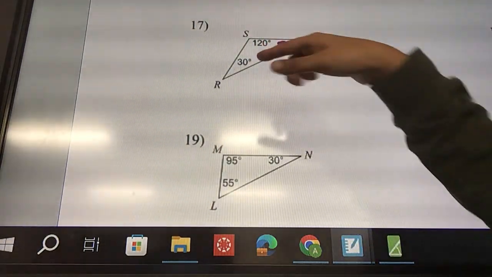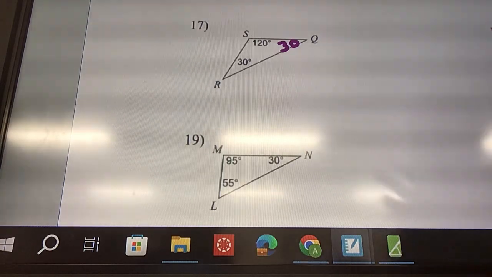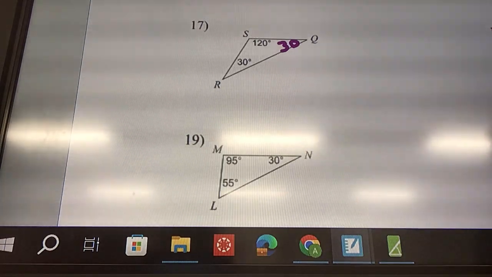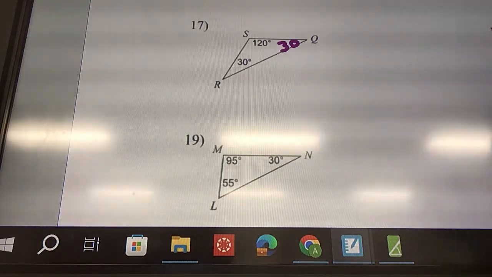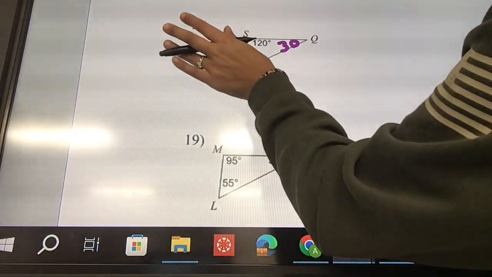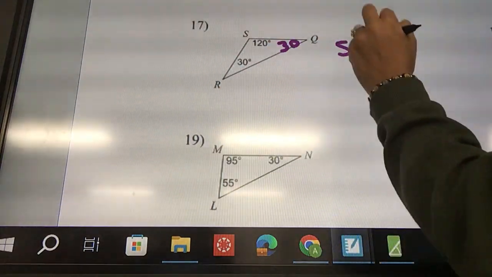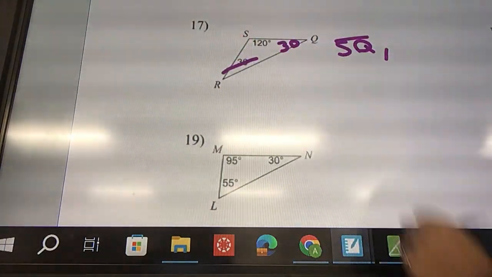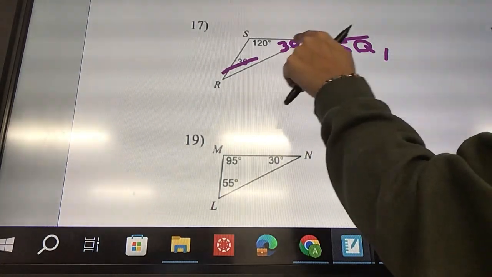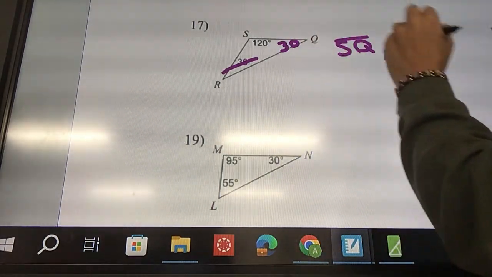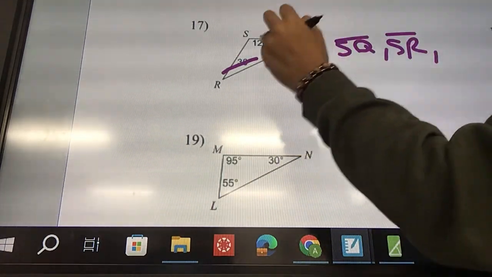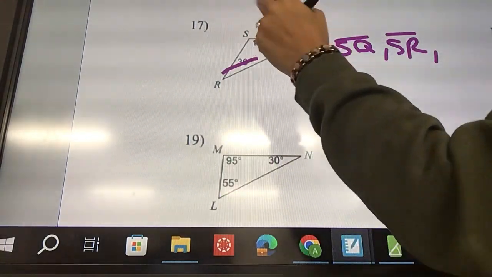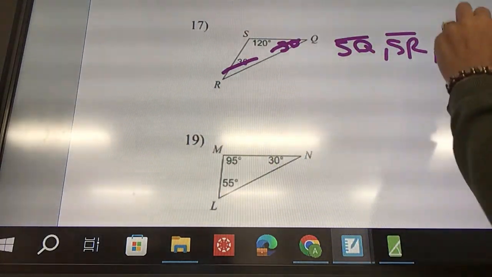Now I got a 30, a 30, and a 120. So again, with the 30 and 30, it doesn't matter, but you have to do those two first. But as far as which one you put in first and second place, it doesn't matter. So I'm going to do this one first, and if I cover up the R, I got SQ. And for this one, if I cover up the Q, I got SR. And lastly, the 120, if I cover up the S, I got RQ.